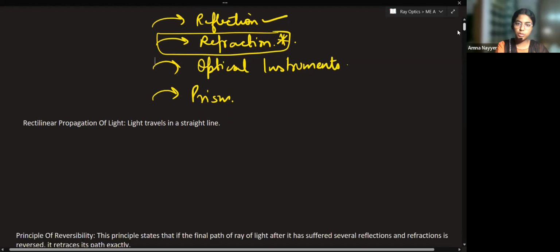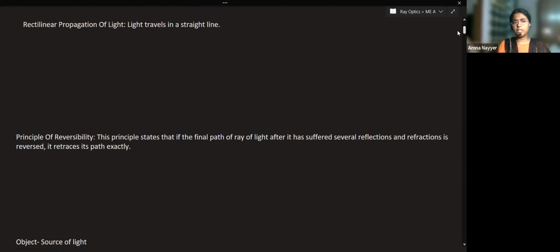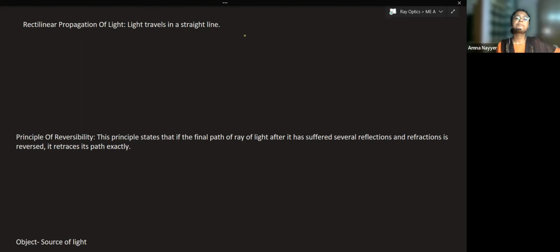Last year reflection was deleted. This year it has been added. So again, I'm repeating, pay attention to that. Now, a few very, very basic properties that I didn't discuss in reflection, and I had told you that I'll discuss over here: rectilinear propagation of light.